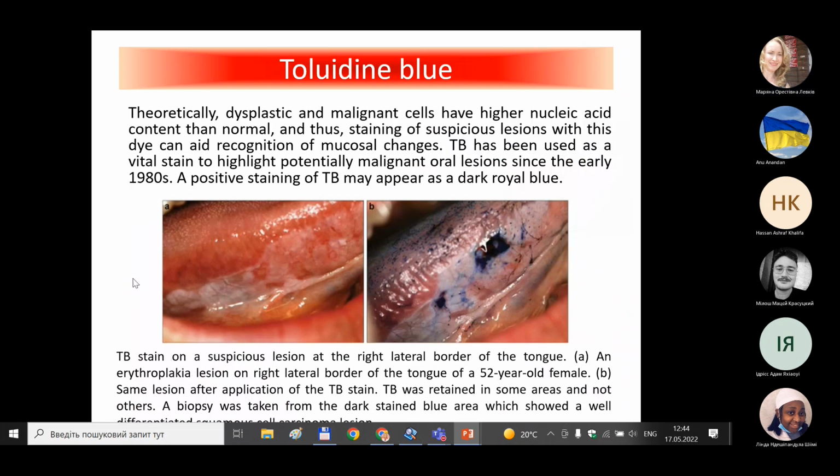Toluidine blue. Theoretically, dysplastic and malignant cells have higher nucleic acid content than normal, and thus staining of suspicious lesions with this dye can aid recognition of mucosal changes. Toluidine blue has been used as a vital stain to highlight potentially malignant oral lesions since the early 1980s, and a positive staining of toluidine blue may appear as a dark royal blue, as here you can see. So the leukoplakic area is colored.